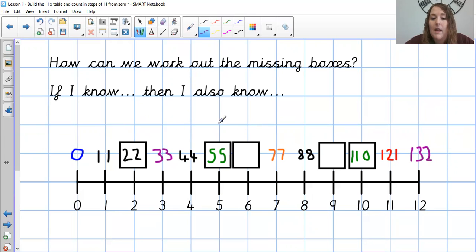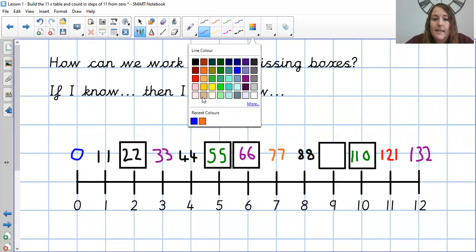I can then double that to get my 6 times 10. And hopefully we know that double 33 is 66. Okay, final pesky colour. I'm going to pop my pesky, and it's still in my orange from my 77 here.